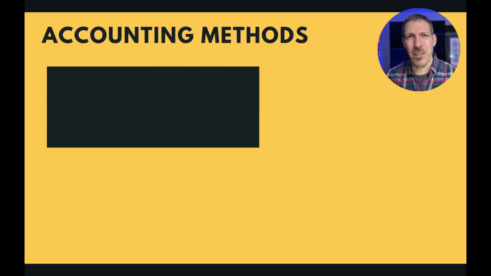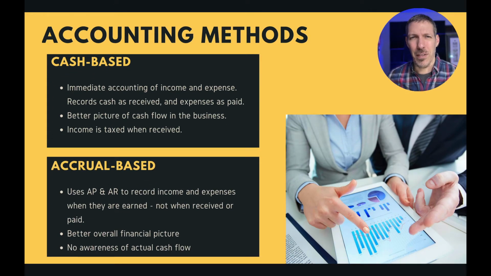Another important thing to understand is that there are two different accounting methods for how we keep track of our business's finances. The first is cash-based. The idea of a cash-based accounting method is that you have immediate accounting in your books of your income and expenses. When cash changes hands and is paid to you, it's recorded at that point. And when the cash leaves your bank account to pay it, it's recorded at that point. The cash-based accounting method gives you a better picture of cash flow in the business, and allows you to manage your business better based on available cash.